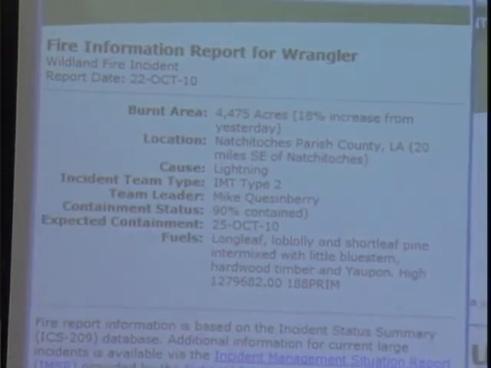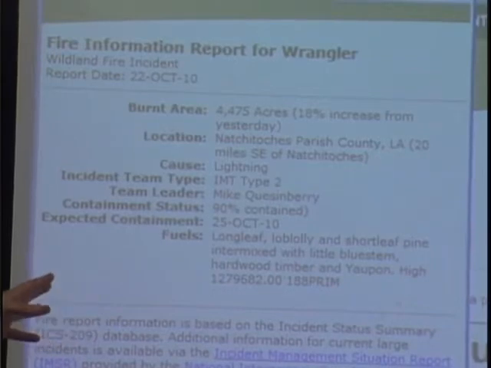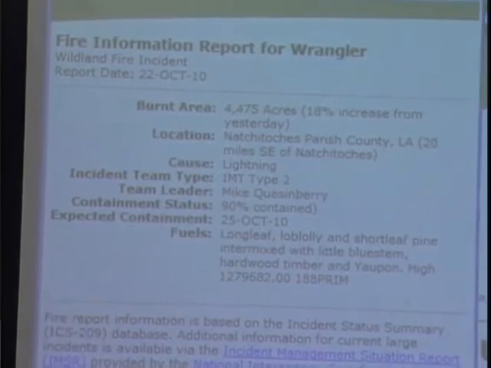Lightning, okay. Longleaf, loblolly. We got a lot of longleaf and shortleaf pine in South Georgia. Blue stem, hardwood timber. Yaupon. Yaupon is a type of plant that grows, I believe, in the barrier islands. You got some in like Sapelo Island and Jekyll Island. And so, okay, lightning caused this. So they got accurate. Team leader, there you go.